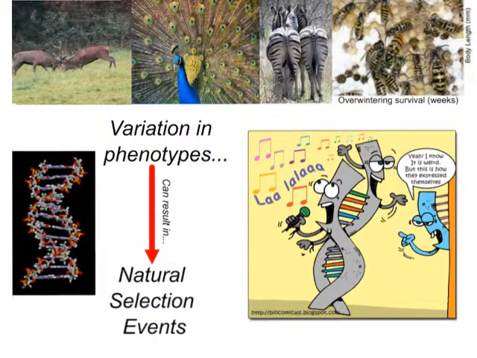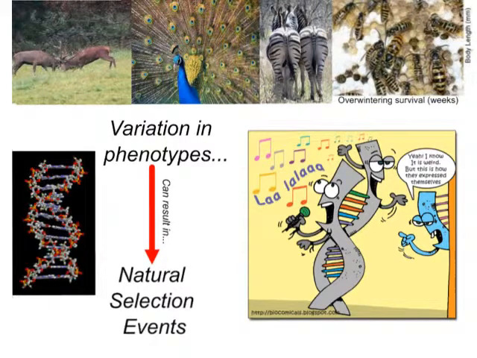And lastly, the variation in all of these phenotypes can result in natural selection events. So whether it's your ability to attract a mate, or to hide from predators, or to survive winter better, those variations in phenotype that are causing some of those benefits result in the natural selection of those particular variations for the organism. So that's really important to remember. It all comes from the DNA.